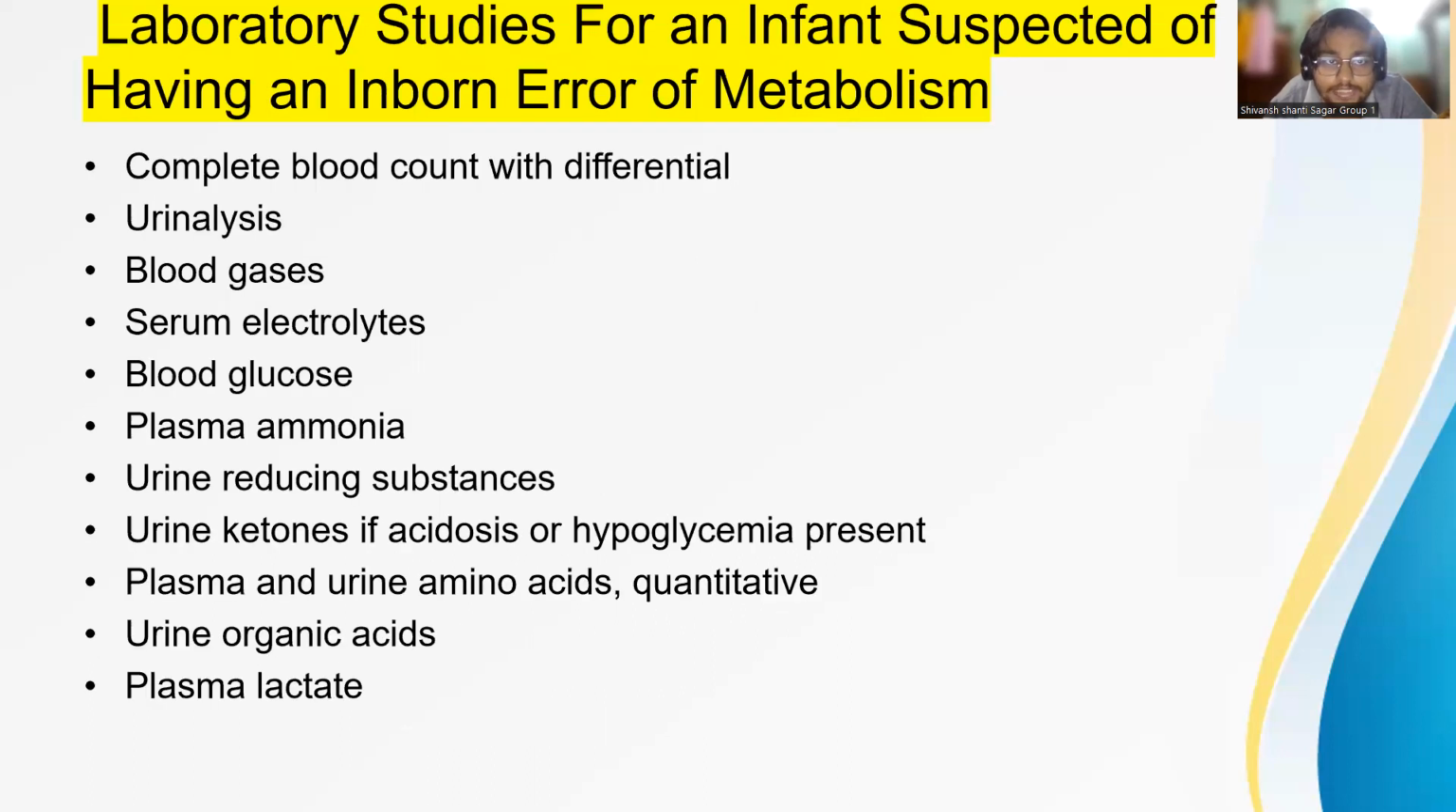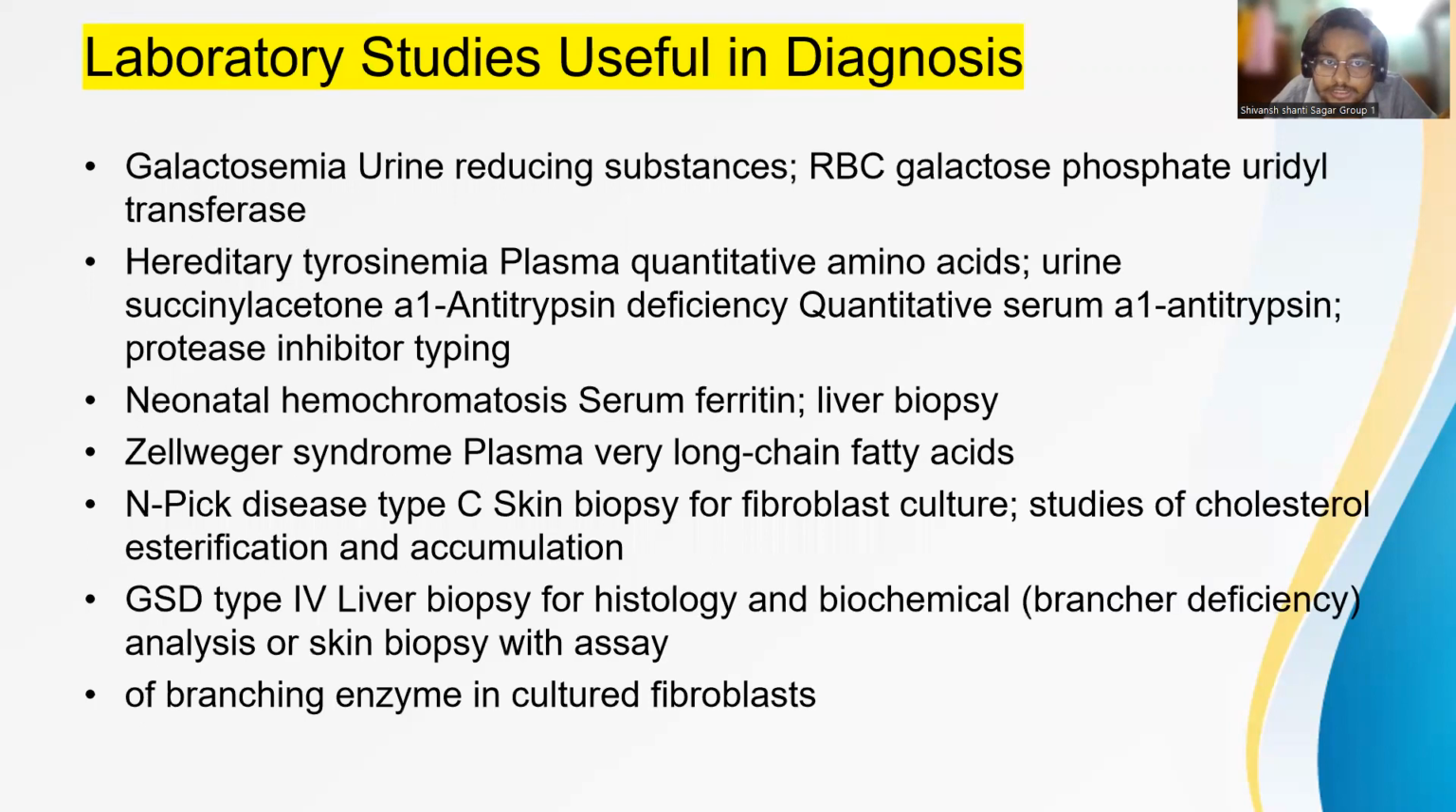So, what do we check in the laboratory studies for an infant suspected of having an error? We check the complete blood count and its differentials. We have urine analysis. We have blood gases. We have serum electrolytes, blood glucose, plasma ammonia. We have plasma lactate. We have urine organic acids, plasma and urine amino acids. Their quantitative numbers are checked during the laboratory analysis.